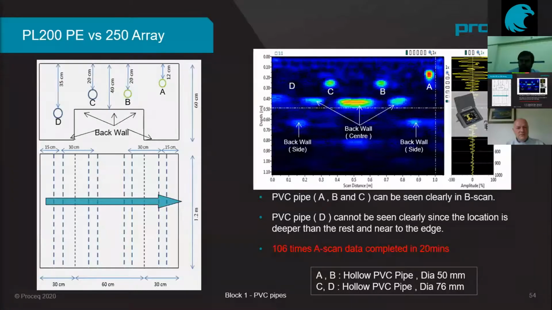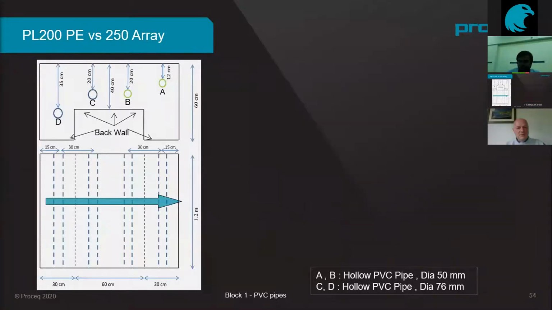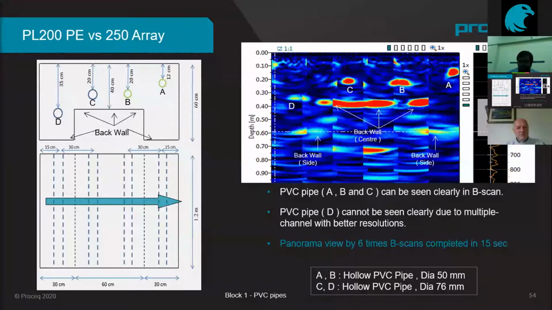All four pipes are detected, but the back wall is distorted, or I'd like to say it is broken. It's not a continuous back wall. Next one is a 250 array, our first multi-channel solution. You can see one, two, three, four pipes, a very clear back wall, thinner depth at 400, and bigger depth at 60 cm. You can also see something.